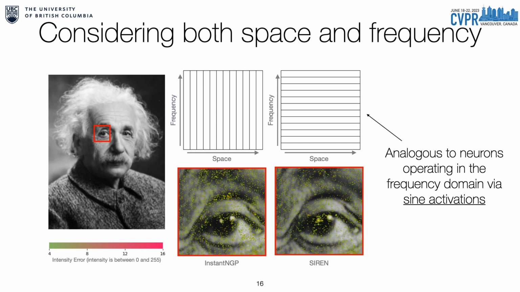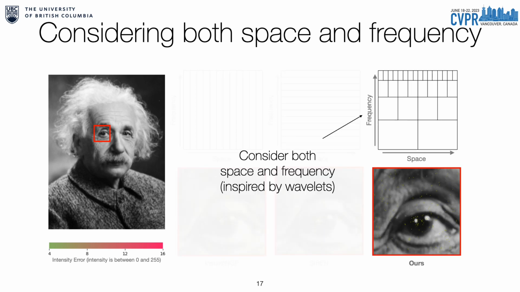In parallel, the frequency transformation-based methods like Siren operate in the frequency domain and have no concept of spatial information. Inspired by wavelet transformation, we jointly analyze the space and frequency domains in an adaptive manner. The low-frequency signals are modulated by coarse grids while the high-frequency signals are modulated by fine grids accordingly.